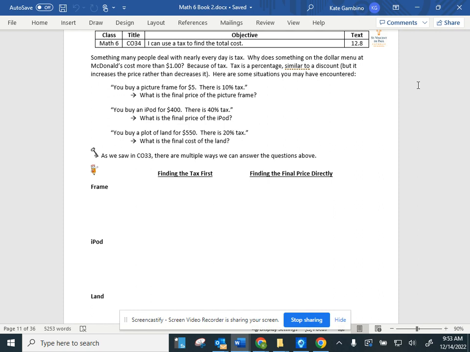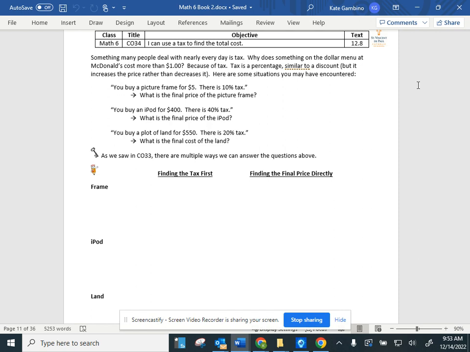Okay. So something many people deal with nearly every day is tax. Why does something on the dollar menu at McDonald's cost more than $1? Because of the tax. Tax is a percentage similar to a discount, but it increases the price rather than decreases it. Here are some situations you may encounter.